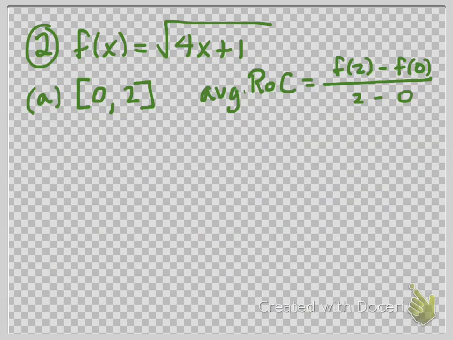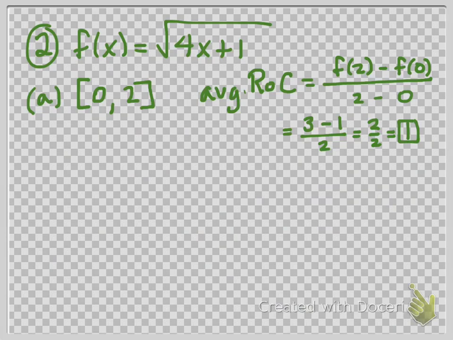So then that equals, well, where do I get f of 2? You plug 2 into the function. If I plug 2 into our function, I get the square root of 9, which is more affectionately known as 3. What happens when I plug in 0? 1. So that gives me 3 minus 1 on the top, 2 on the bottom, and 2 over 2 is 1.